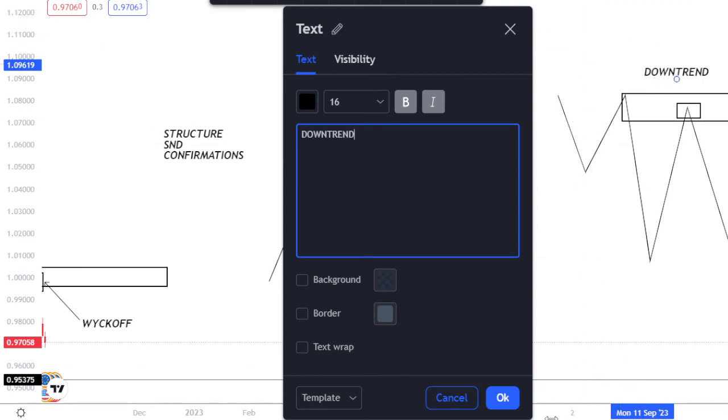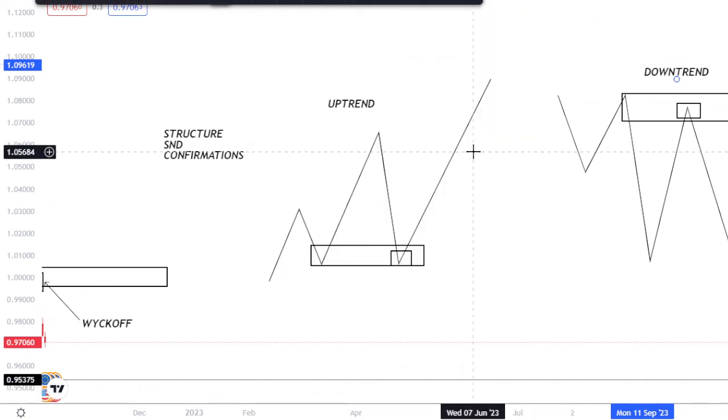So guys, don't actually complicate yourself on this. This is how the market moves.